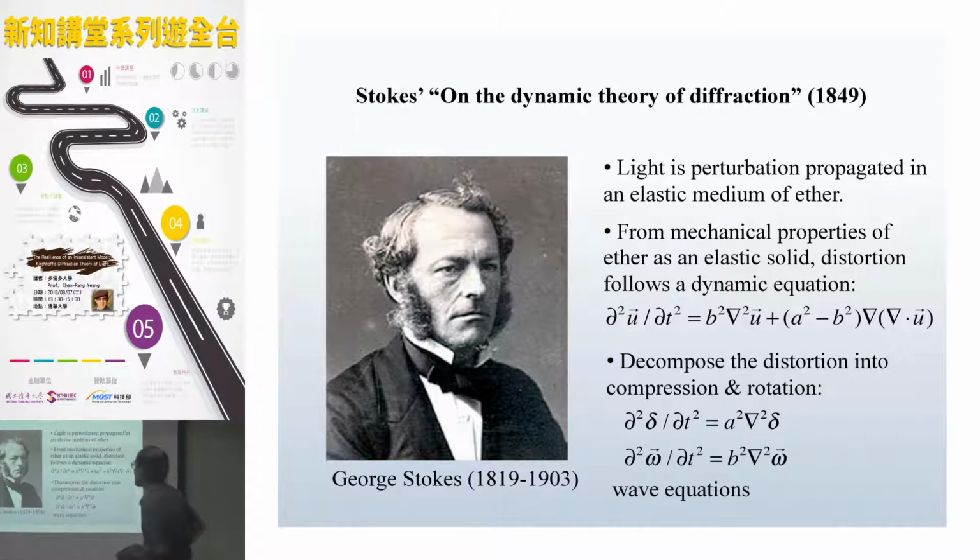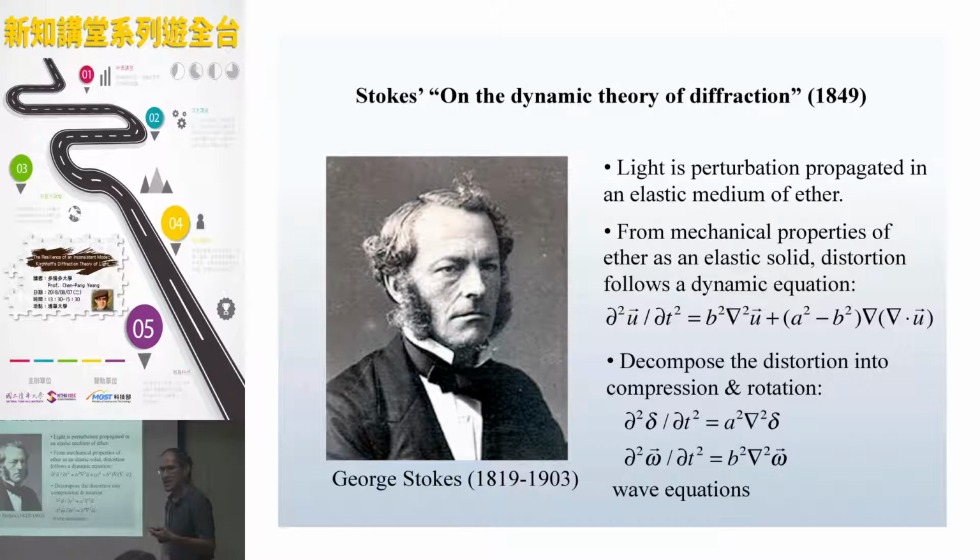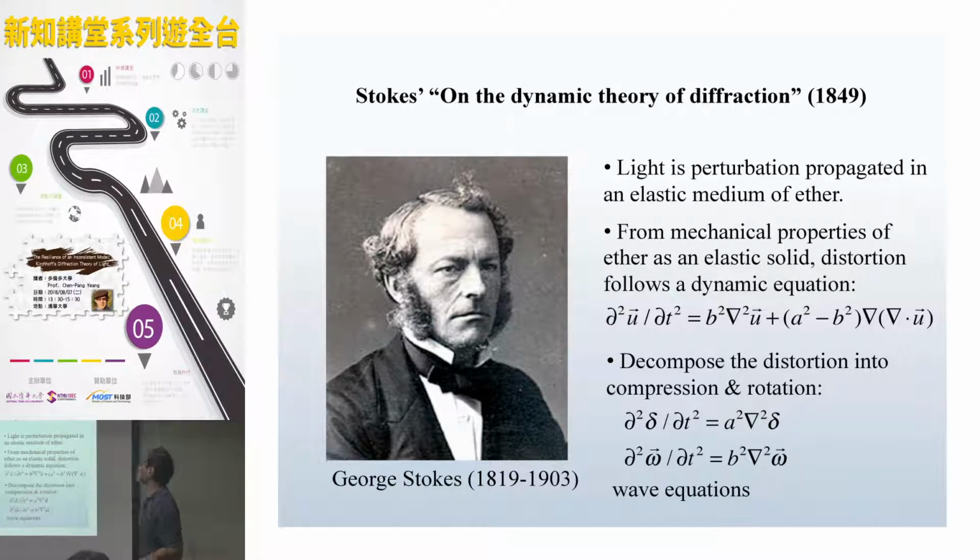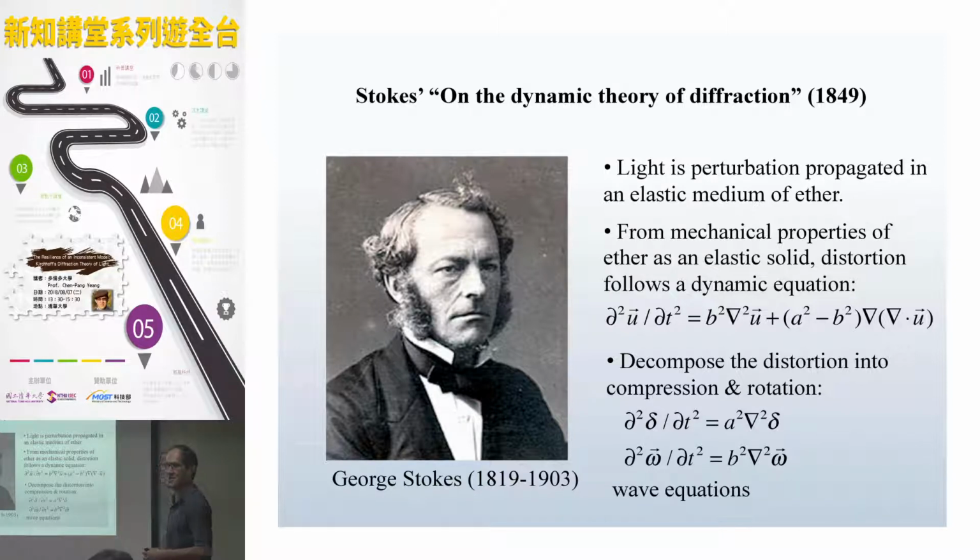In this paper, he treats light as a perturbation propagated in an elastic medium of ether, which was not so different from Fresnel's assumption. Okay, but then the novel step he introduced was to invoke the wave equation. So here he argued that from the mechanical properties of ether as an elastic solid, okay, not a liquid but a solid, we should be able to write down the distortions of the ether, which is the light wave, in this form of the dynamic equation.